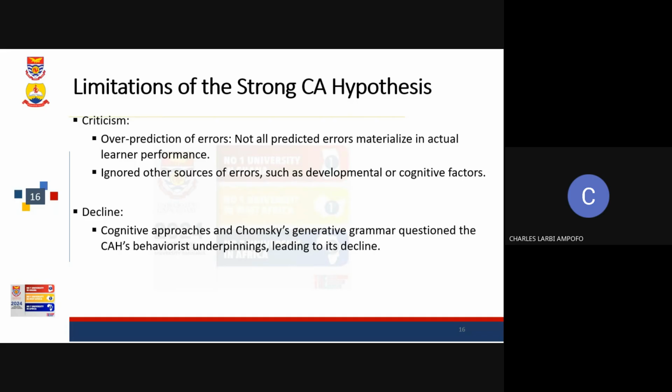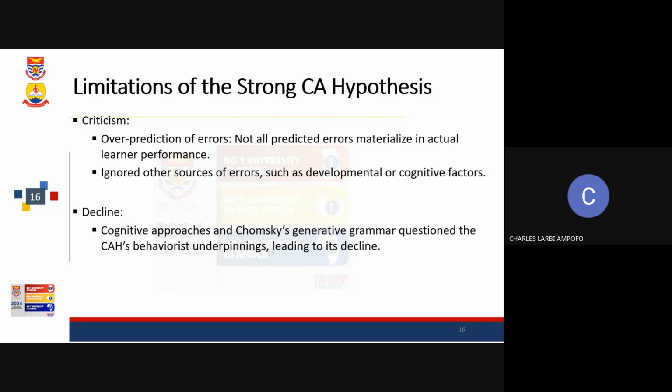You can predict your errors, but not all the errors will actually be committed. The fact that you've predicted does not mean the learner will commit those errors, because there are other factors that may come into play. Some people may make those errors, others will not. So you cannot say that all errors that are predicted will actually occur. You may predict the error, but the learner will not make that error. But that is what they believe.